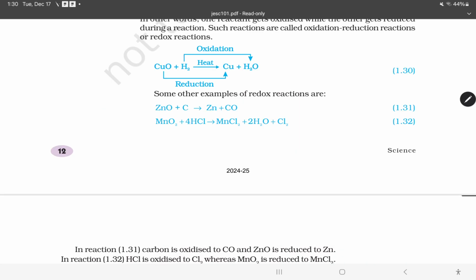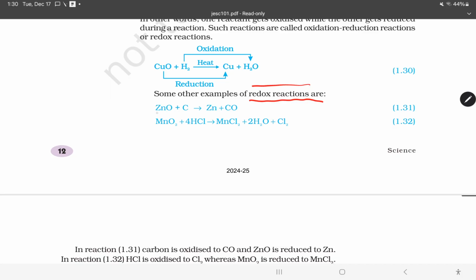If you are able to observe both oxidation and reduction in a single reaction, then this type of reaction is known as a redox reaction. If you observe copper oxide and hydrogen reacting in the presence of heat energy, hydrogen is getting oxidized and copper is getting reduced. So this is known as a redox reaction.